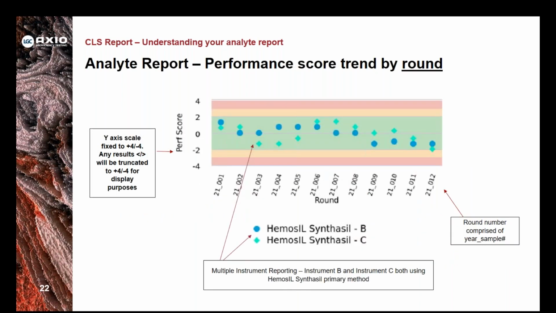And finally, at the bottom of the first page are our trending graphics. The first graphic provides trending over time by round to display any issues or bias over time. The data is shown for the current round and the previous 11 rounds. The trend graphics allow for multiple instrument reporting. You can see in this picture, instrument reference B is designated by the blue circles, whereas instrument reference C is indicated by the blue diamonds.